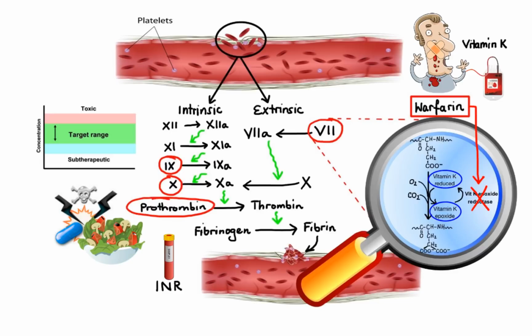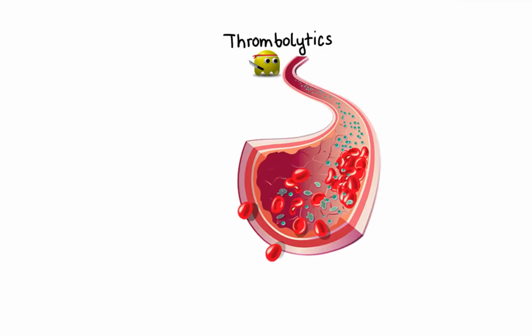Now, the last group of drugs that I wanted to discuss in this lecture are thrombolytics. While antiplatelets and anticoagulants prevent the clot from getting formed in the first place, thrombolytics act on the existing clot, causing it to dissolve. And the way they do this is by directly or indirectly activating circulating protein called plasminogen, which then turns into plasmin. Now, plasmin is an enzyme that breaks cross-links between fibrin molecules, thereby dissolving the clot.